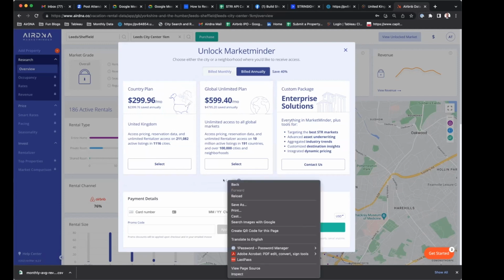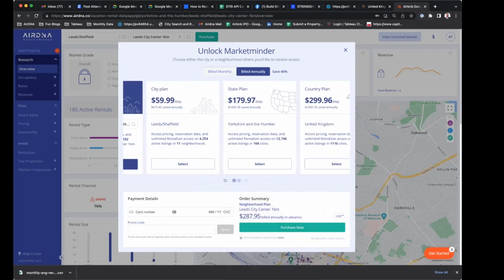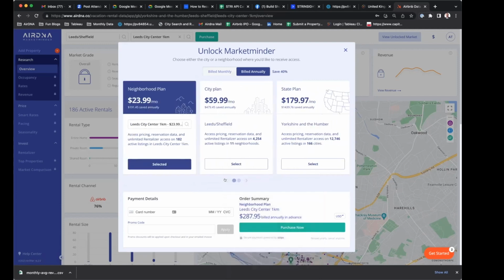Yeah, I like that. So there'll be people watching this who just want to focus on, say, Leeds City Centre, so they can just go for the neighbourhood. The city plan was the region that we looked at when we delved in right at the very start, Leeds and Sheffield, which also covered Huddersfield, the bigger region. State is like the county, so you're going to get Yorkshire and Humber, which is York, Hull, everywhere. And then again, you can choose.